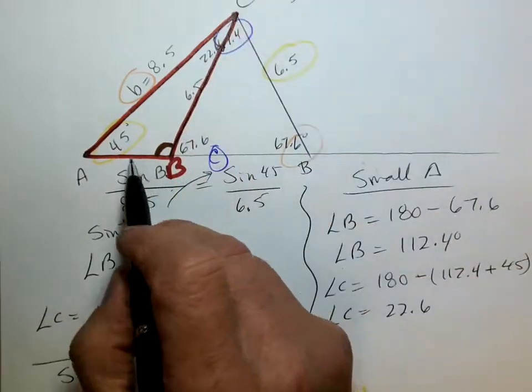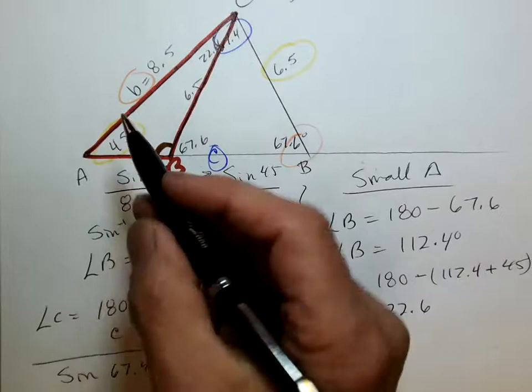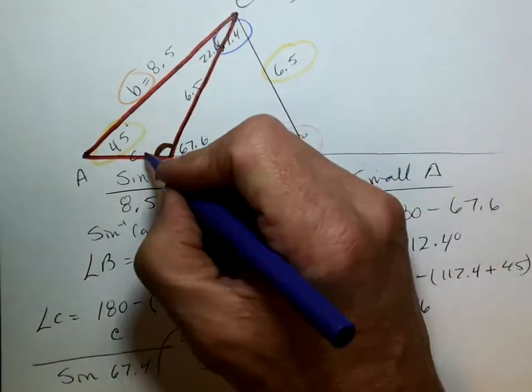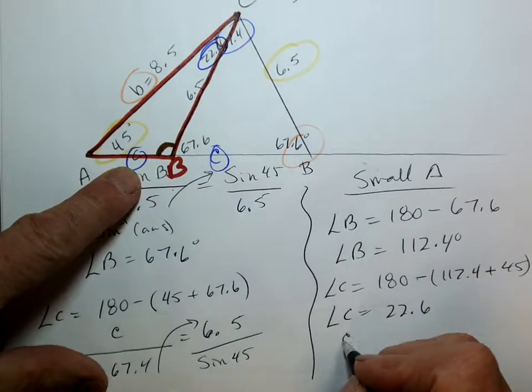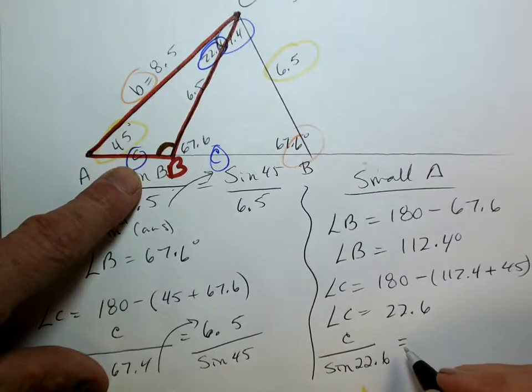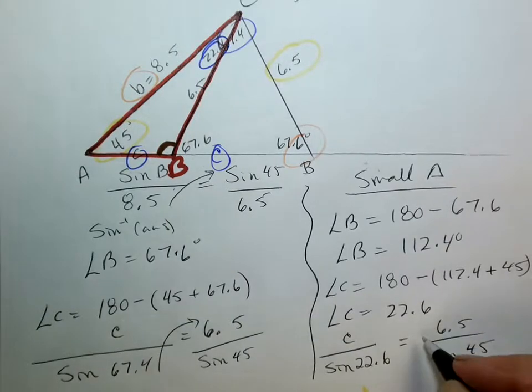And then finally, little c, which is not all the way across, little c is just that little piece right there. We'll set up our opposites again, but with a 22.6 degree angle. So to find little c, we'll go, little c over the sine of 22.6 equals 6.5 over the sine of 45.